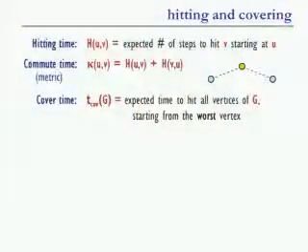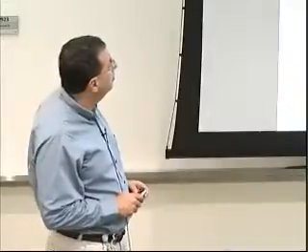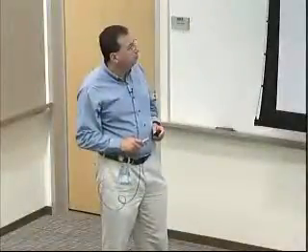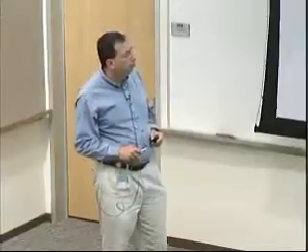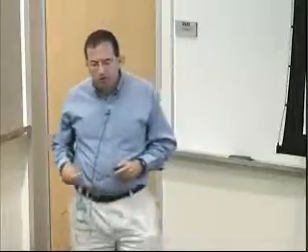Okay. So the basic quantities on random walks are the hitting time, expected number of steps to hit a vertex from another, the commute time, time to go from U to V and back to U, and the one we'll be focusing on, the cover time, expected time for the random walk to visit all the vertices. And of course, the starting point comes in here, so we're going to start from the worst vertex, that is, take the maximum of the expectation over all starting vertices.